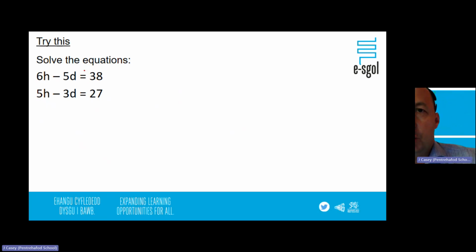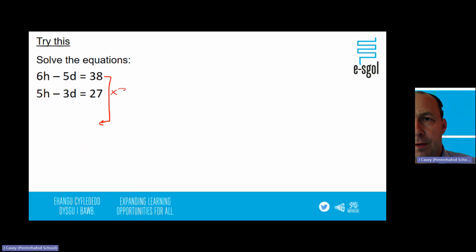Now, I may start doing the workings for this now, and you may have done it a different way. That doesn't matter. So for example, you may have made the h's the same, so maybe made them both 30h, or you might have made the d's the same, made them both into 15d, because the lowest common multiple of 5 and 3 is 15, so that'll be sensible. I think that's what I'll do, but if you've done it a different way, it doesn't matter. In theory, we should get the same answer.